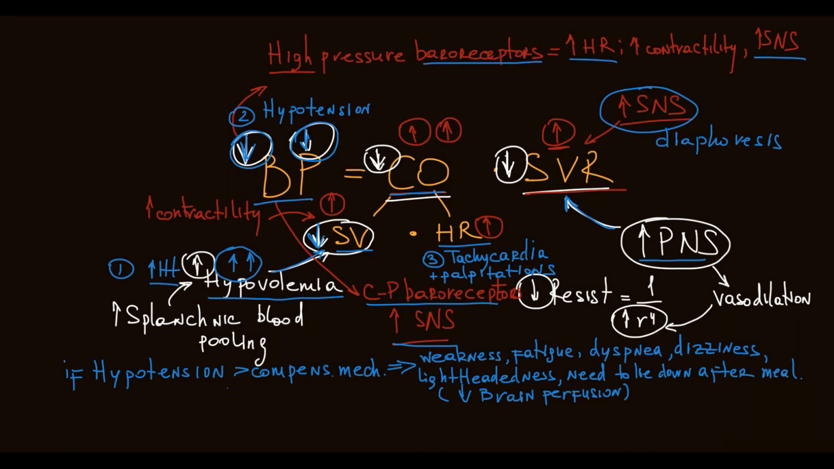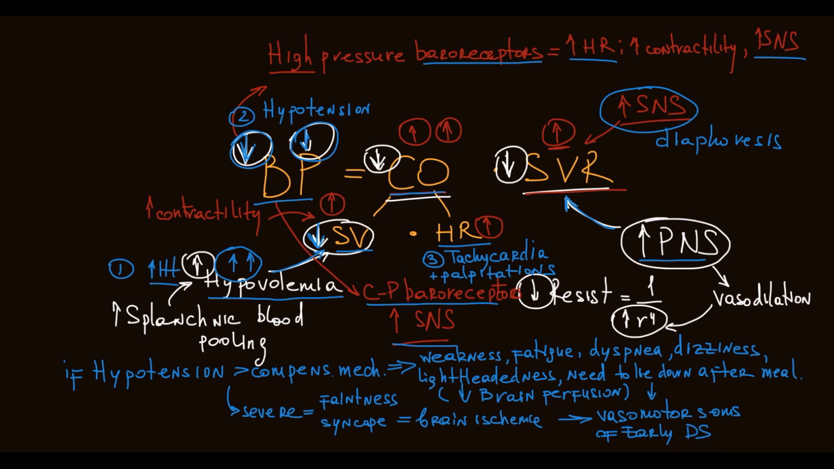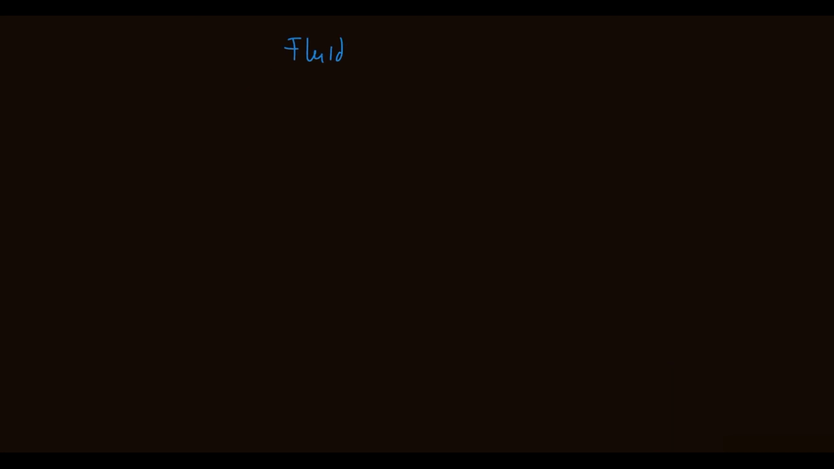If stress totally overwhelms compensatory mechanisms, this causes severe hypotension that manifests with an episode of faintness or even syncope. So in this case there is a critical deficit in brain perfusion. This results in brain ischemia that manifests with such severe symptoms. So basically all symptoms caused by the fluid shift mechanism are related to vasomotor symptoms of early dumping syndrome, and these symptoms can be divided into two groups.